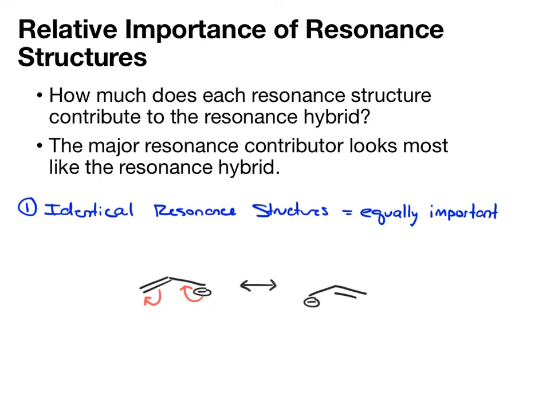These two structures are equivalent. We have the negative charge on the carbon next to the pi bond. They're equally important. They contribute equally to the resonance hybrid.